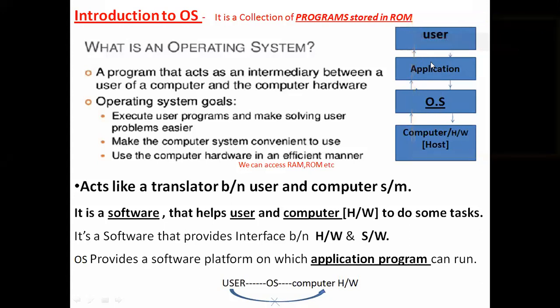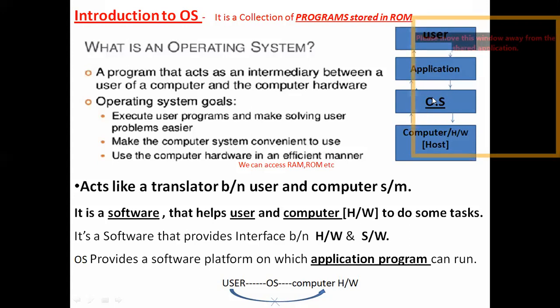All the application programs or user programs will be run on the operating system. Regarding the operating system goals, the OS's main goals are to execute user programs and make solving user programs easier. Whatever programs the user wants to execute will be executed using the operating system. The second goal of the OS is to make the computer system convenient to use.